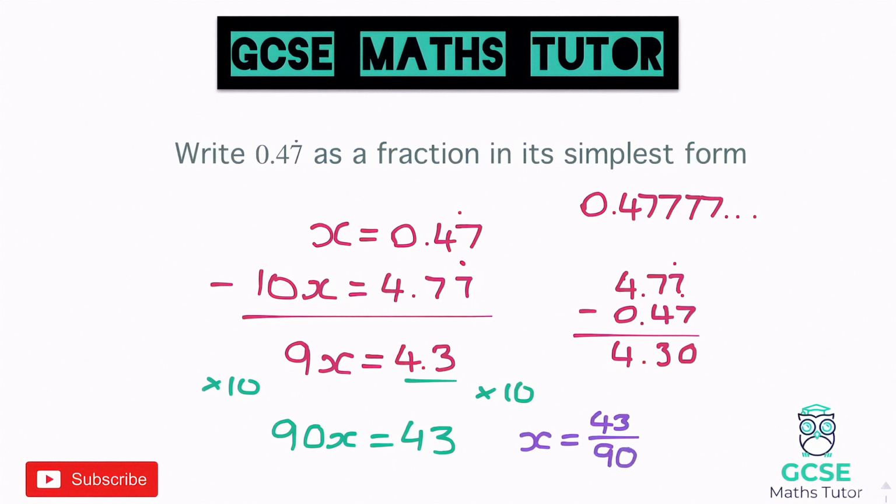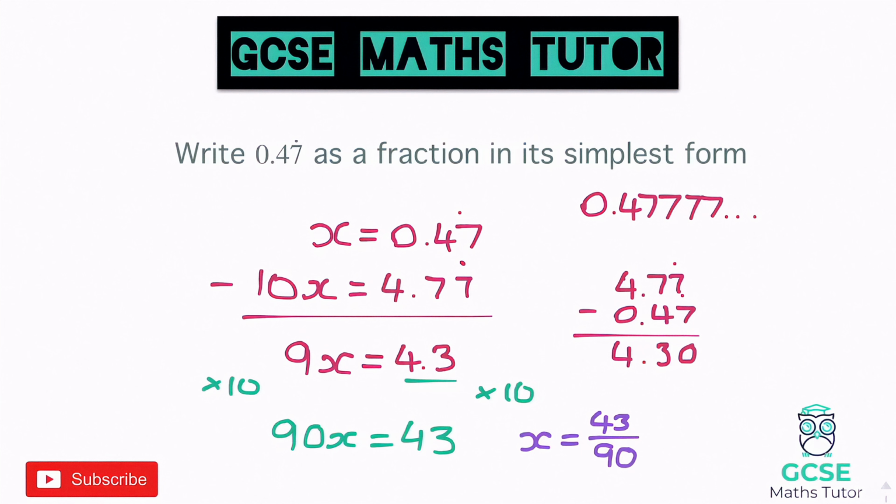There we go. Now we've almost finished. It does say give it in its simplest form. Now you've got to think, does this fraction actually simplify? There are different ways of actually doing recurring decimals, and sometimes you might not get it in its simplest form. Now the way that I have done it does actually leave this fraction here in its simplest form. 43 over 90 doesn't simplify.